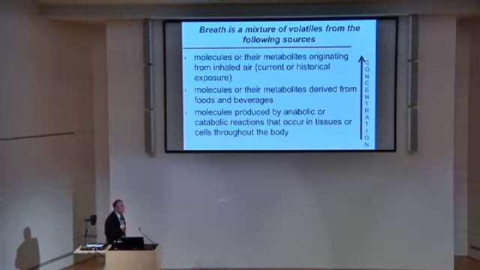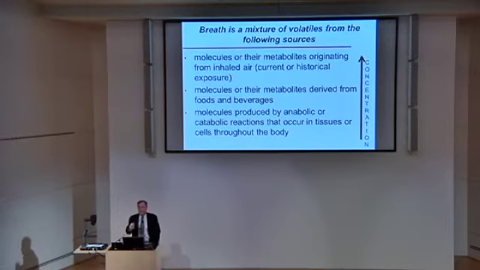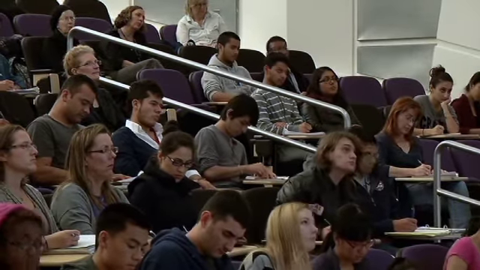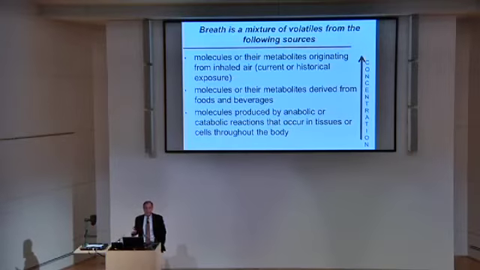Okay, now I'm going to talk a little bit about the chemistry of breath. What is in breath? There are three groups of molecules in breath. The first group is molecules or their metabolites originating from inhaled air. This can be current, what you just breathed in, or historical. Your breath gives a history of what you've done. It can be as long as a month, or as short as a few hours.